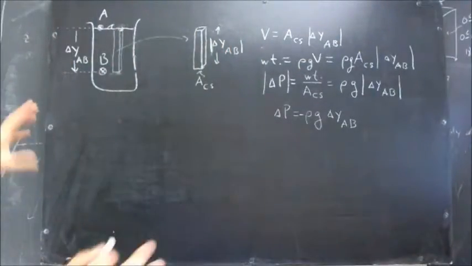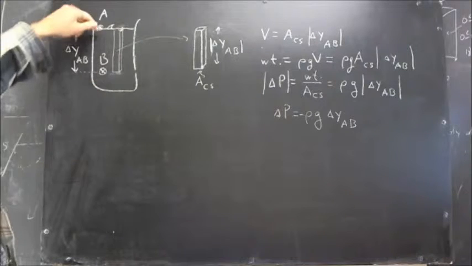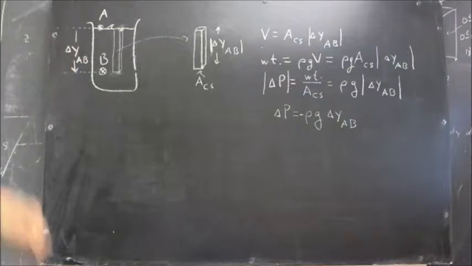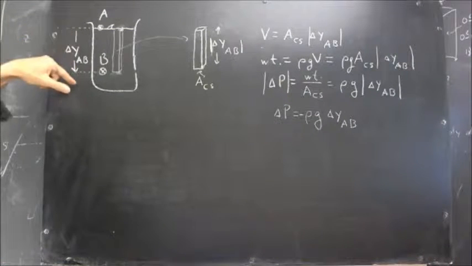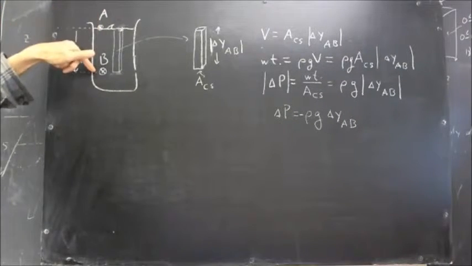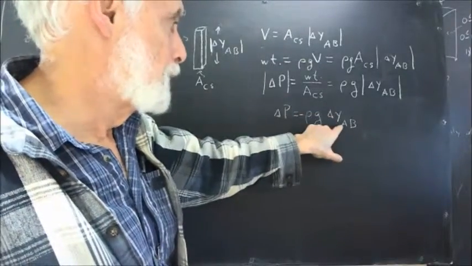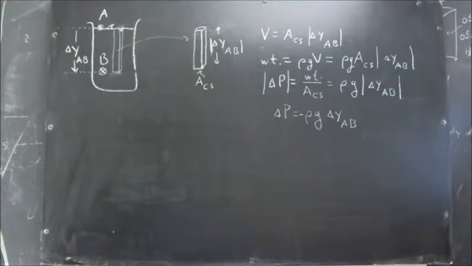And we can invoke common sense. There are other more formal arguments we could make, but obviously the pressure increases as the delta y AB is negative. The pressure change from here to here is positive. Pressure gets greater, so that's going to be opposite to the direction of change of the delta y AB. One reason for the negative sign here.